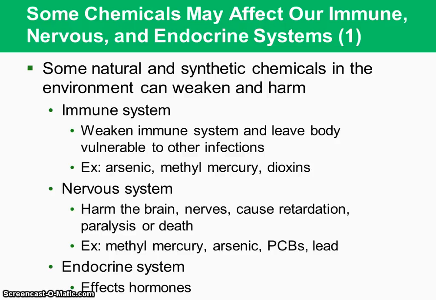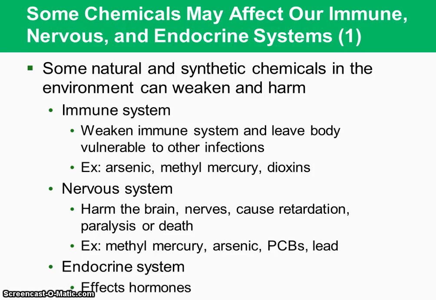So again, some of these chemicals are affecting our different systems. So let's look really quickly at what those systems are and how they're going to be affected. And this is also, again, going to be something on the chart that you're going to be looking at. So as you read about PCBs, mercury, and BPA, you need to be thinking about what systems are being affected and how that could potentially harm a person. So natural and synthetic chemicals in the environment weaken and harm these different systems.